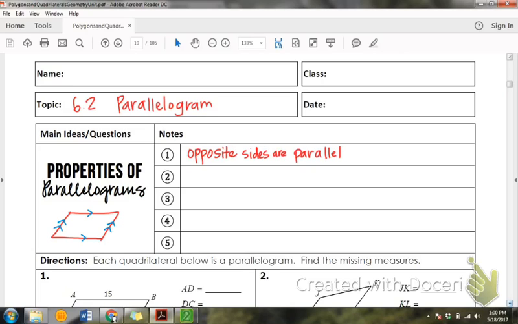Opposite sides are parallel. What else do you think might be true about opposite sides? They're the same size, right? And so we call same size congruent. So opposite sides are congruent. Opposite sides are congruent.